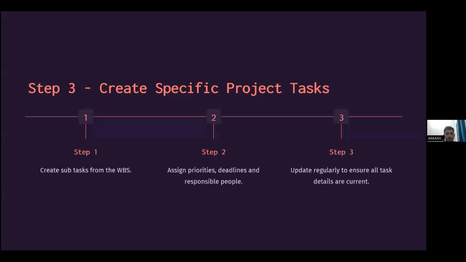So let's move to the third step. Now you have to create specific project tasks. Once you have created the work breakdown structure, you need to divide those tasks into subtasks. Here you need to identify which tasks need to be completed first, and which are to be completed afterwards. You need to assign different priorities and deadlines to these tasks, and also update the information on these tasks regularly so that the timeline document is updated.